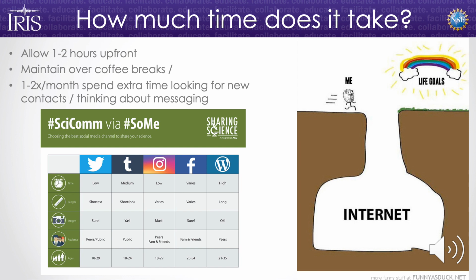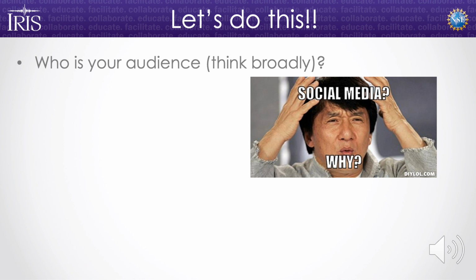So you allow an hour or two up front to set everything up, and then you can just maintain it over coffee breaks, which is what I do. I drink a lot of coffee, so I'm on the internet a lot, but it's also kind of my job. So after that, once or twice a month, go through, look for new contacts, think about messaging, sort of look back and see how things are going and do just a general assessment. All right, so let's get started.